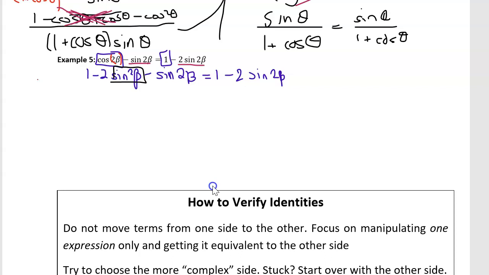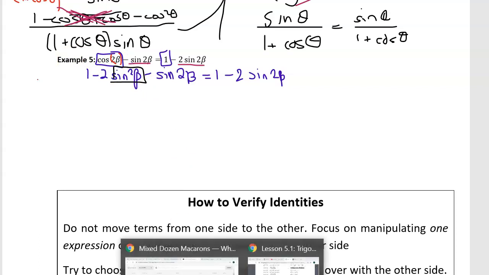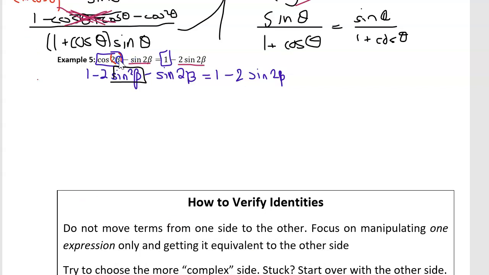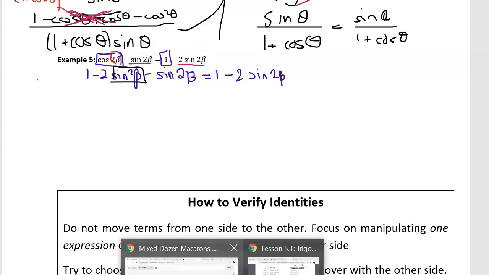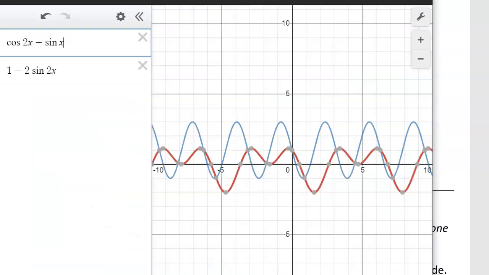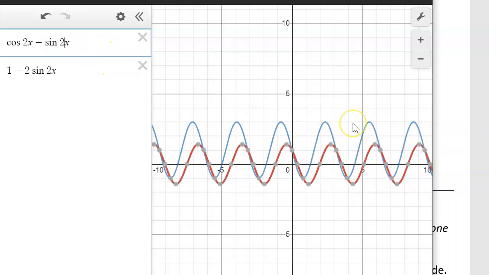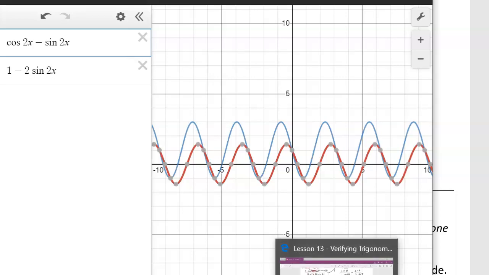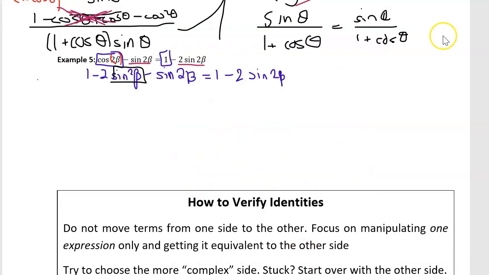So one thing I wanted to remind you is that before you verify an identity, especially if it doesn't say verify the identity, you might want to check that it actually works. Let's hop on over to Desmos and type in the left-hand side of the equation and the right-hand side of the equation to make sure that they're actually equal. And so I've done that. Oh, there's a typo. And it turns out that these aren't equal, and so this is not an identity and cannot be verified.